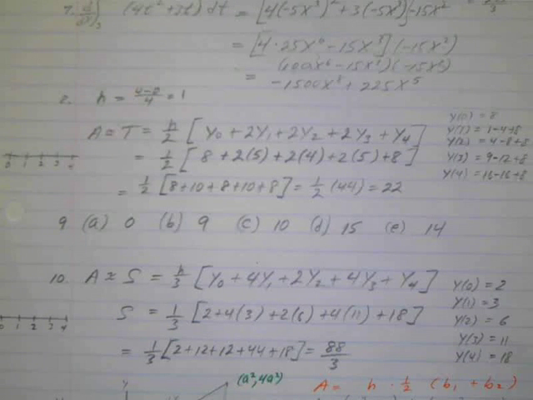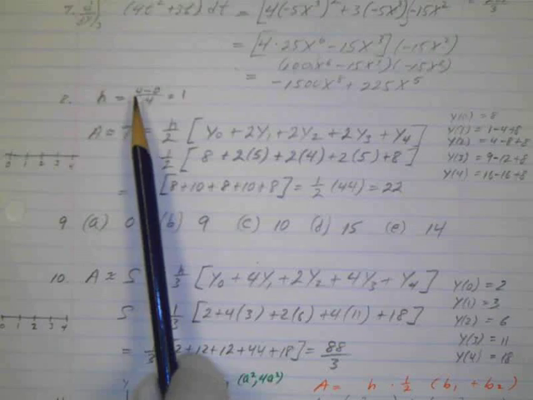Okay, next is number 8. And number 8, if you look at your practice test, it says use the trapezoidal rule with n equals 4 to approximate the value of the integral from 0 to 4 of this function x squared minus 4x plus 8 dx. Show the rule and the work. So n will be 4.